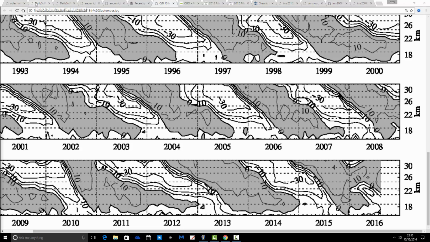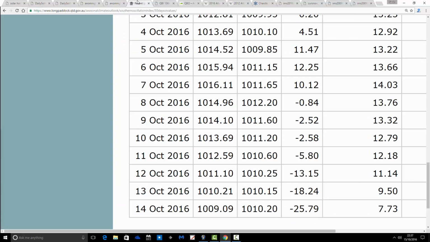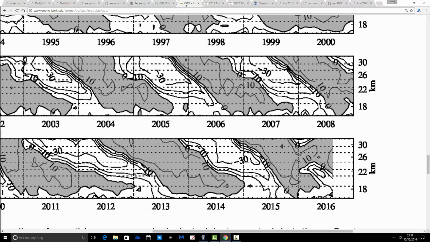Now, this is how the QBO chart looked from the University of Berlin website back in September. I got this from the forum at weatheroutlook.com. This is how the QBO looked back in September. Let's see if there's been any changes over the past month. This is the latest. And very little, really. I think you'd say it's more or less the same. Again, going back to the middle of September, going back to the latest.